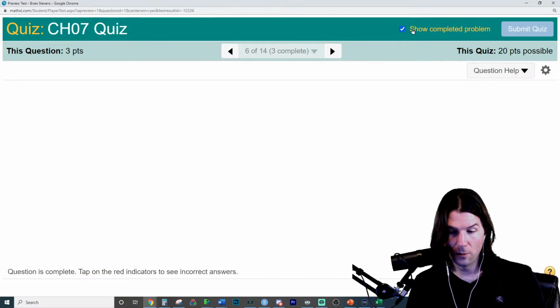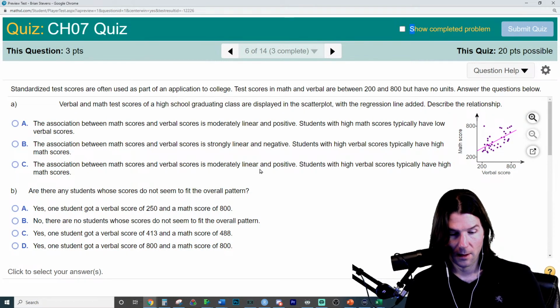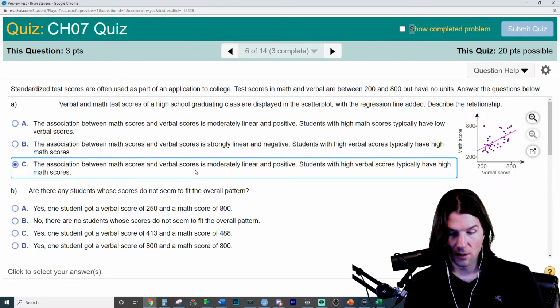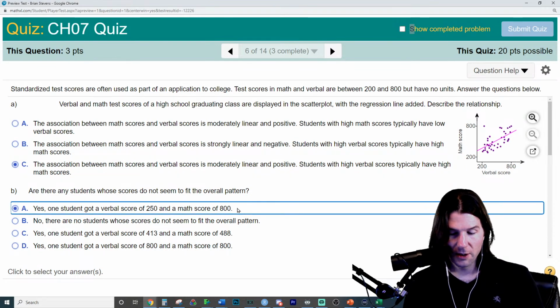Oh my, no. Don't show the completed version of the problem. Oh, we got to start it over again. So typically higher. Are there any students who break the mold? Positive. Students with higher verbal tend to have higher math.